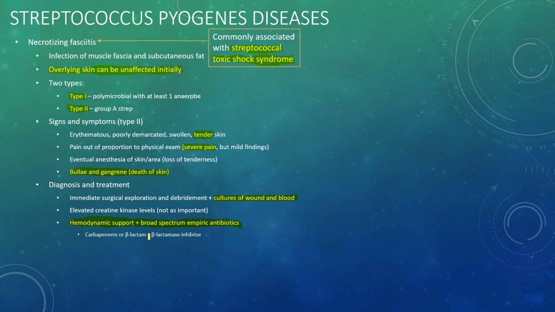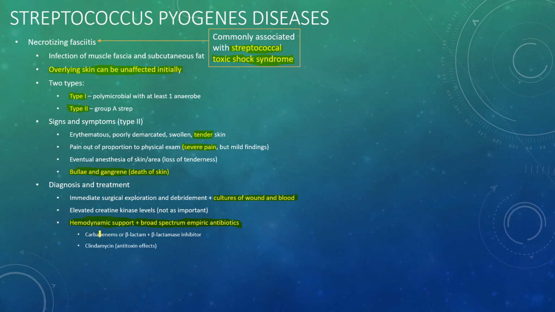These can cover for gram-positives, gram-negatives, and anaerobes. Remember, the beta-lactam comes with a beta-lactamase inhibitor. An example is piperacillin-tazobactam or ampicillin-sulbactam. The beta-lactam will cover the gram-positives, and the beta-lactamase inhibitor will help against the gram-negatives and the anaerobes.